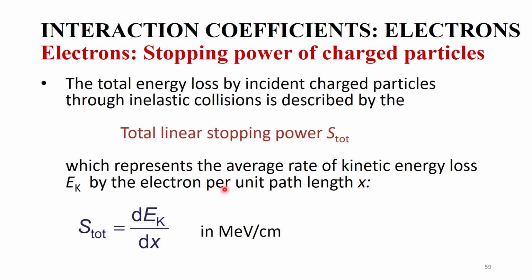In practice, this is calculated for a given material and electron energy to determine how rapidly an electron loses energy as it travels through the medium, through the tissue. So the rate at which this electron loses kinetic energy.